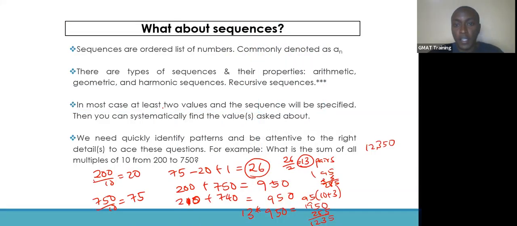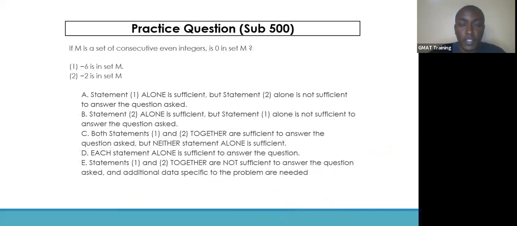Now, let's give some questions a try. Here's the first question. If M is a set of consecutive even integers, is 0 in the set M? Statement 1: -6 is in the set M. Statement 2: -2 is in the set M. Give it a try. Pause the video and give it a try.